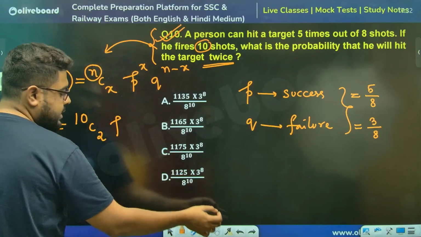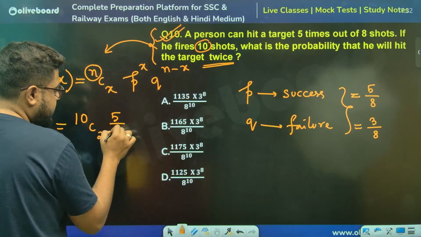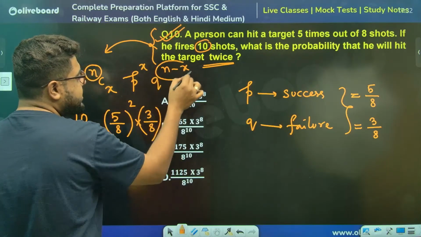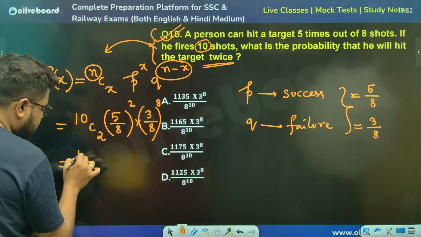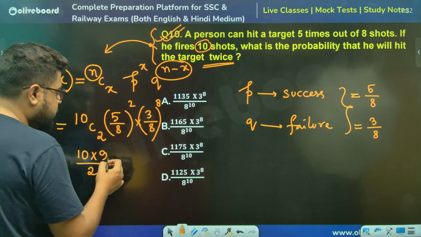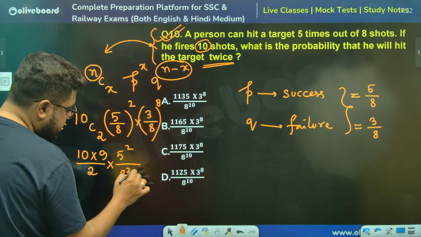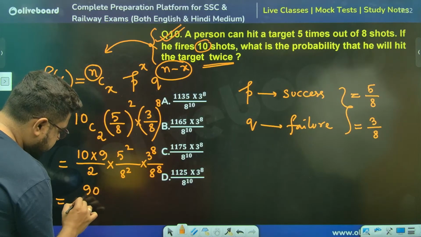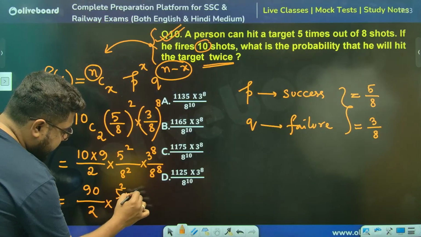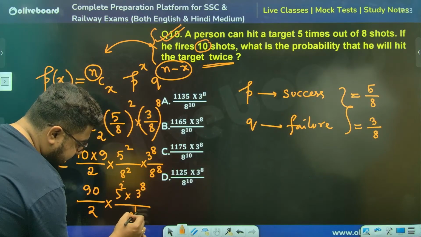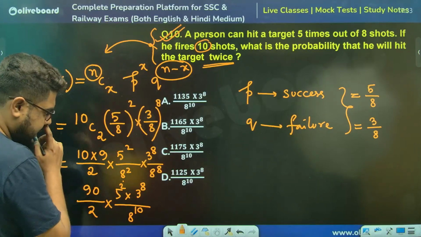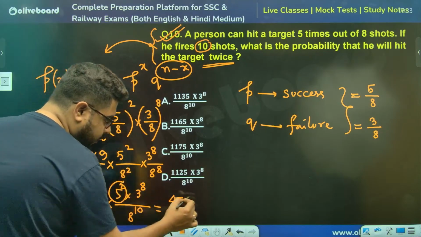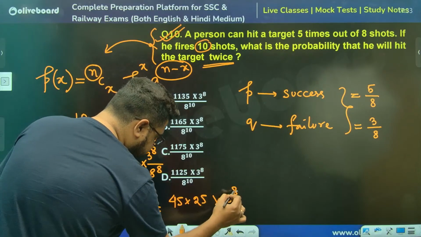Let's put the value of P. P is 5 by 8 to the power 2 into 3 by 8 to the power, how much? It will be n minus 2, that means 10 minus 2, that is 8. So 10C2 is 10 into 9 by 2, into 5 square, into 3 to the power 8 by 8 to the power 10. So that means 90 by 2, this is 45. So it is 45 into 5 square, which is 25, into 3 to the power 8 by 8 to the power 10.